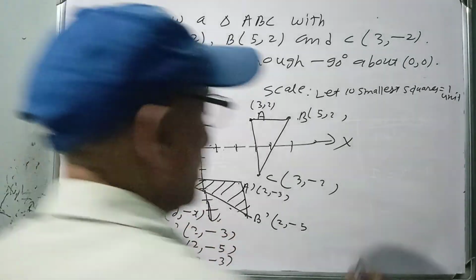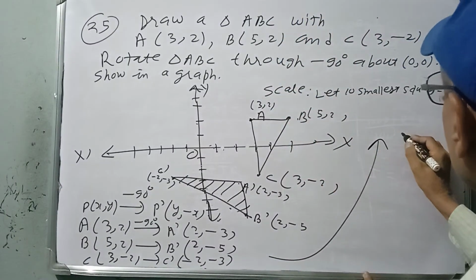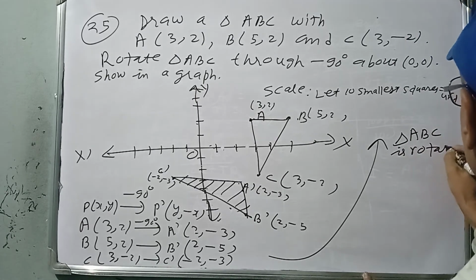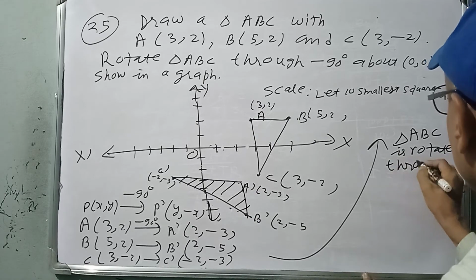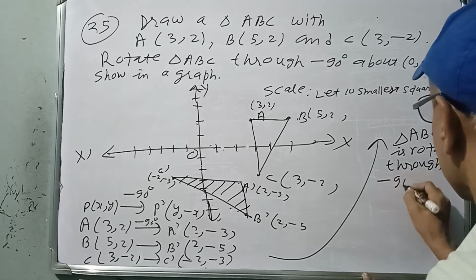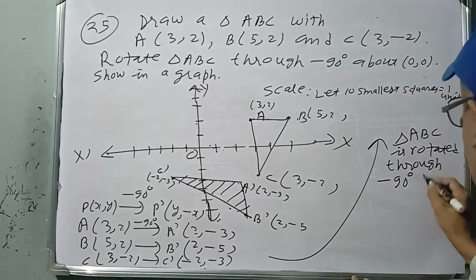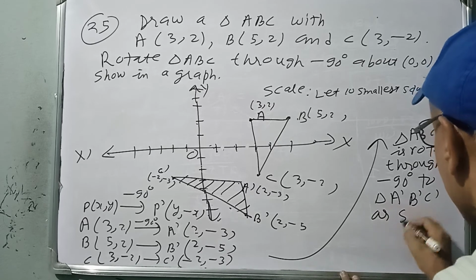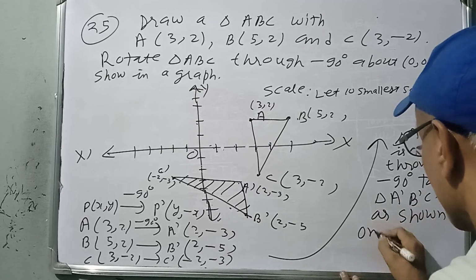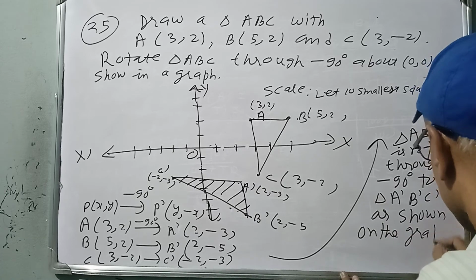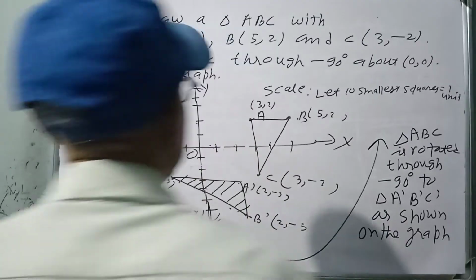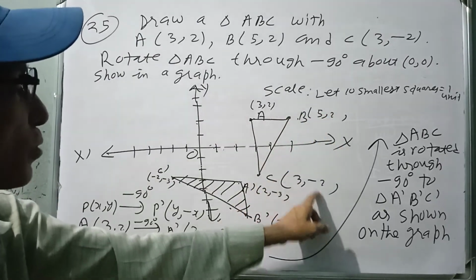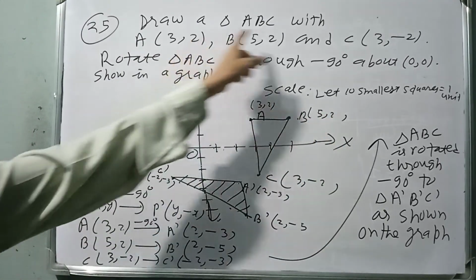What to write? यसपछि यहाँनिर लेख्ने: here triangle ABC is rotated through minus 90 degree, negative quarter turn, to triangle A'B'C' as shown on the graph paper. See, graph paper मा विद्यार्थीहरूले के गर्ने? A(3,2), B(5,2), C(3,-2) बनाउने. Make triangle ABC as given.